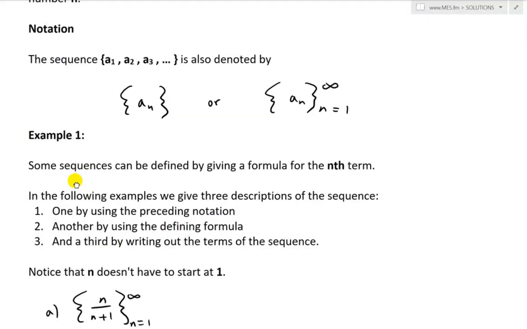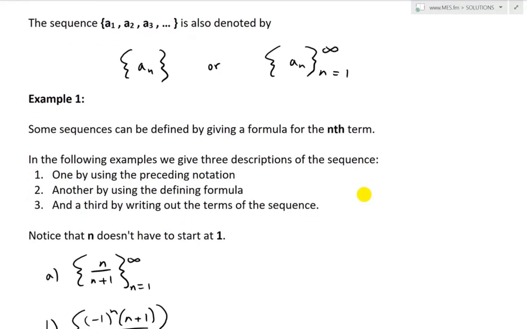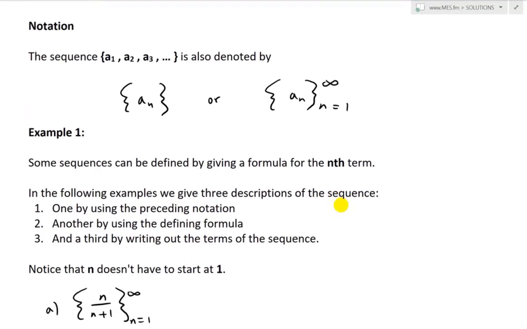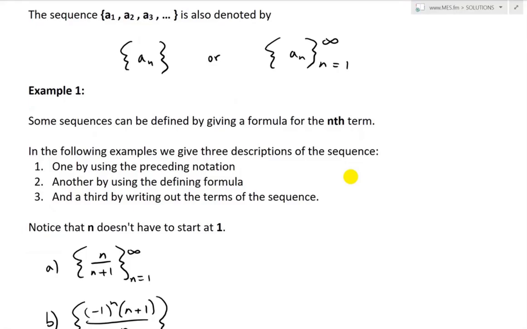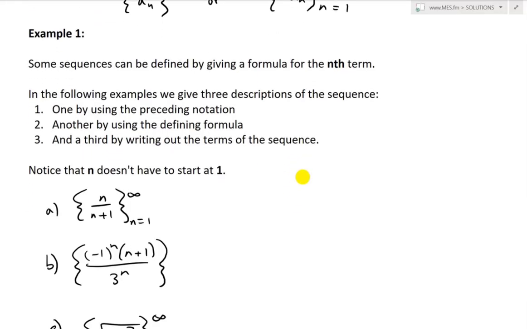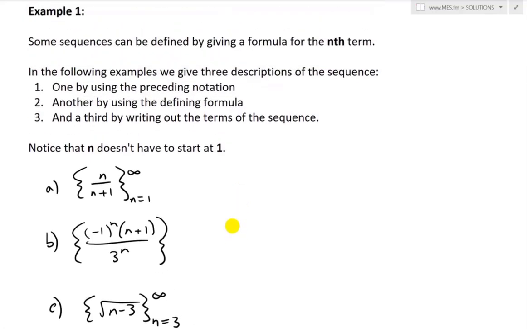Alright, so now let's look at a quick example, example 1, to illustrate dealing with this notation of sequences. Some sequences can be defined by giving a formula for the nth term. In the following examples, we give three descriptions of the sequence. One by using the preceding notation, which is this one right here. Another by using the defining formula. And the third by writing out the terms of the sequence, writing it all out.